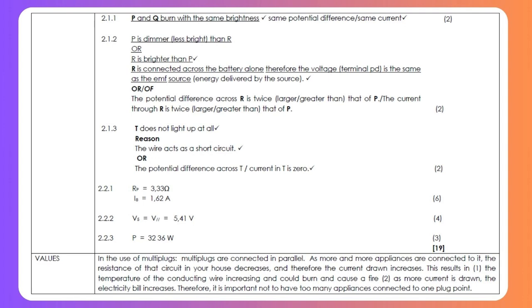Multiplugs are connected in parallel. As more and more appliances are connected to it, the resistance of that circuit in your house decreases, and therefore the current drawn increases. This results in 1. the temperature of the conducting wire increasing, which could burn and cause a fire. 2. As more current is drawn, the electricity bill increases. Therefore, it is important not to have too many appliances connected to one plug point.